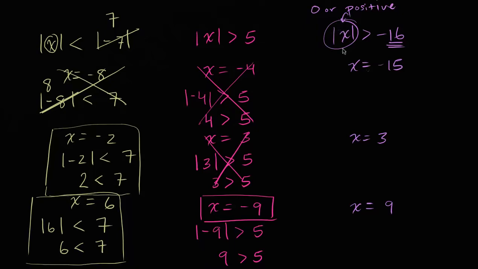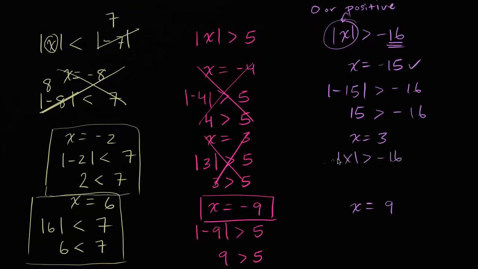And let's just see that. We could put any x there, and this statement's going to be true. If x equals -15, is the absolute value of -15 greater than negative 16? Well, the absolute value of negative 15 is positive 15. And of course, positive 15 is going to be greater than negative 16. A positive is always going to be greater than a negative. So this is true.